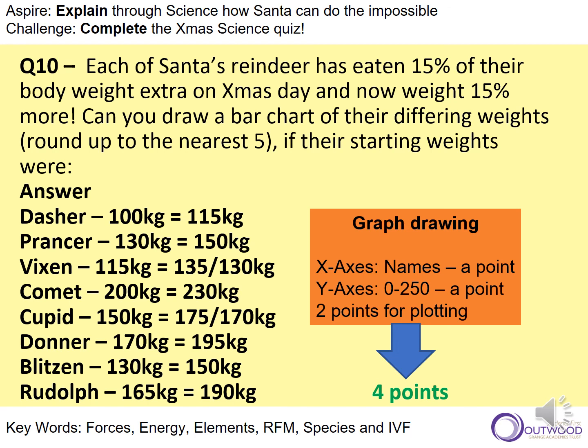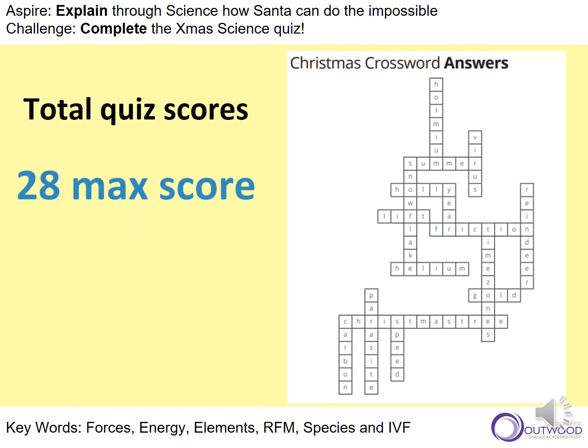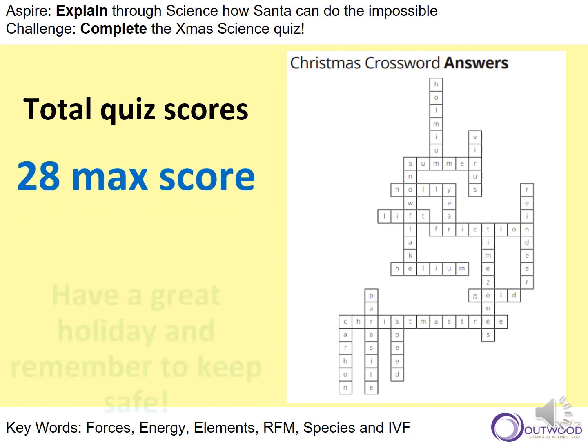And then you get 2 points for plotting. And the bars should be straight, should be done with a ruler, and should be horizontally and vertically straight. You can have a gap in between, or you don't have to have a gap in between. It doesn't really matter. Right, there we go. So, what you should have is a maximum score of 28.